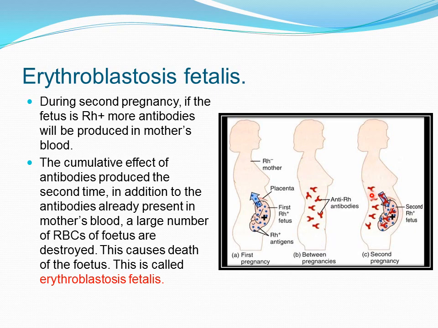As more antibodies are produced in the mother's blood, they pass through the placenta, and being in large number, they try to destroy the baby's red blood cells, the fetus's red blood cells. This causes death of the fetus. This condition is very harmful for the baby, and in some cases it is fatal to the mother also, because she may develop various complications. So this condition is called erythroblastosis fetalis. It is a fetal condition, and the fetus's life is at risk.